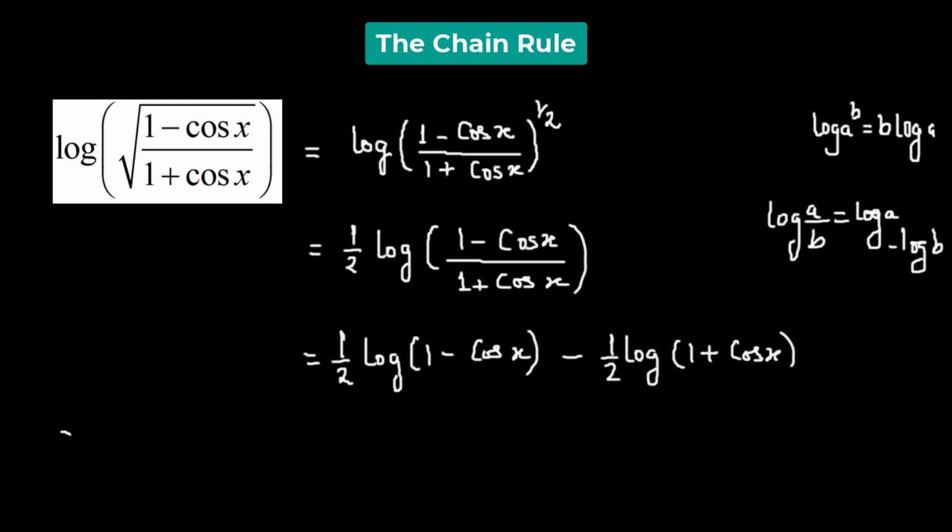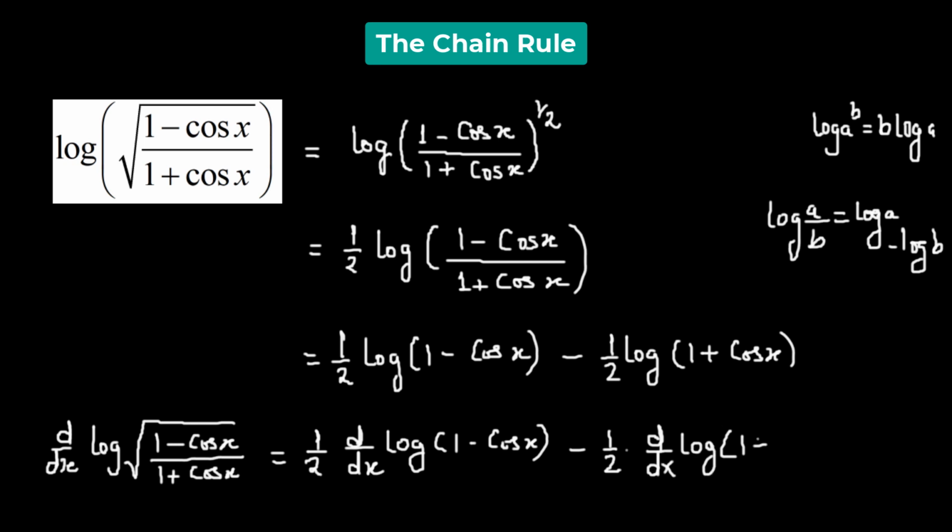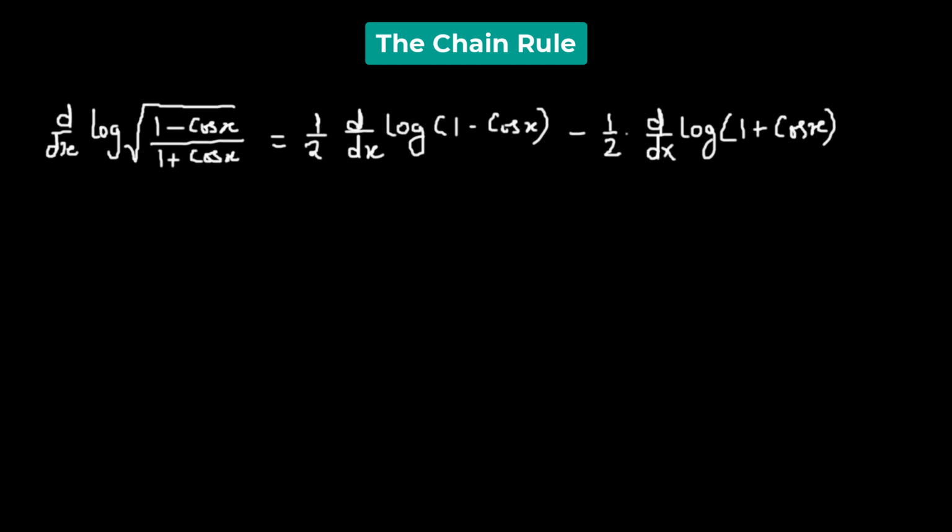So finding the derivative of the log of the square root of (1 minus cosine of x) divided by (1 plus cosine of x) is the same as finding half times the derivative of log of (1 minus cosine of x) minus half times the derivative of log of (1 plus cosine of x), which will be equal to half.